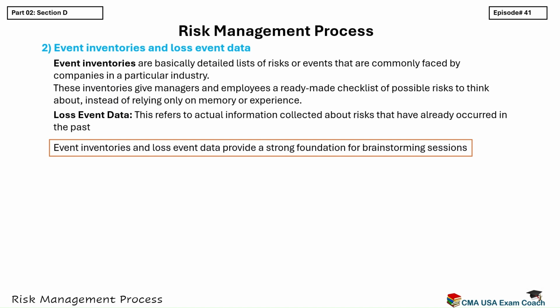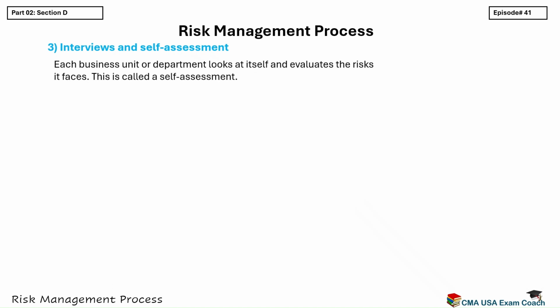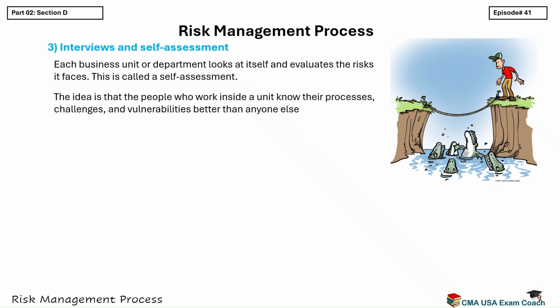The third technique is interviews and self-assessment. In this approach, each business unit or department looks at itself and evaluates the risks it faces. This is called a self-assessment. The idea is that the people who work inside a unit know their processes, challenges, and vulnerabilities better than anyone else. For example, the finance team might identify risks such as errors in reporting, late payments, or regulatory compliance issues.